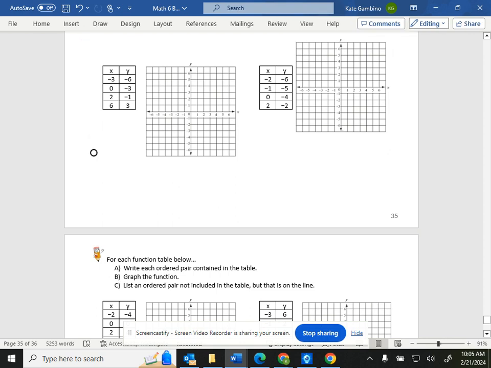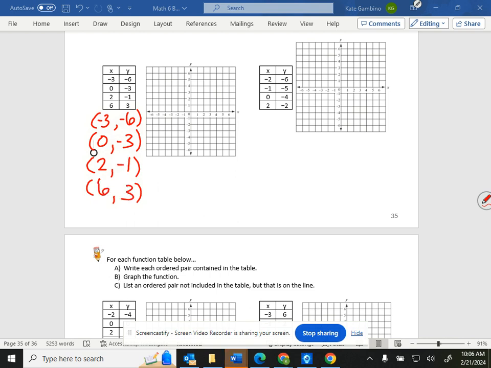over here. Our first step is writing our ordered pairs. So everybody write the ordered pairs for this function table. Ordered pairs have to be in parentheses. They have to be X and Y separated by a comma. So I should see everybody writing their 4 ordered pairs. So right now, write your 4 ordered pairs. X and then Y, X, then Y, X, then Y, X, then Y.